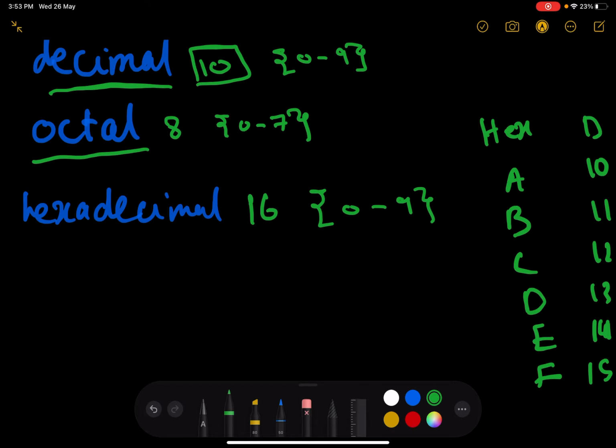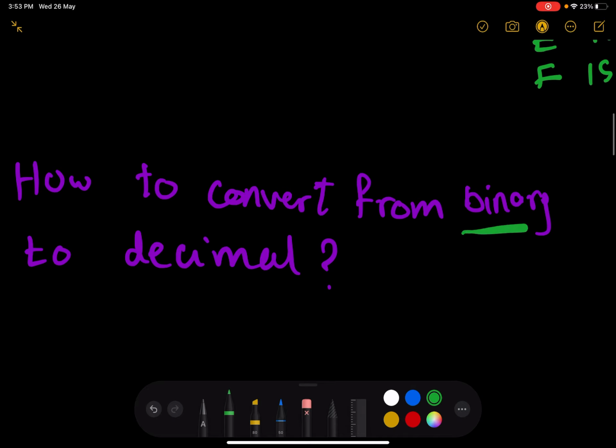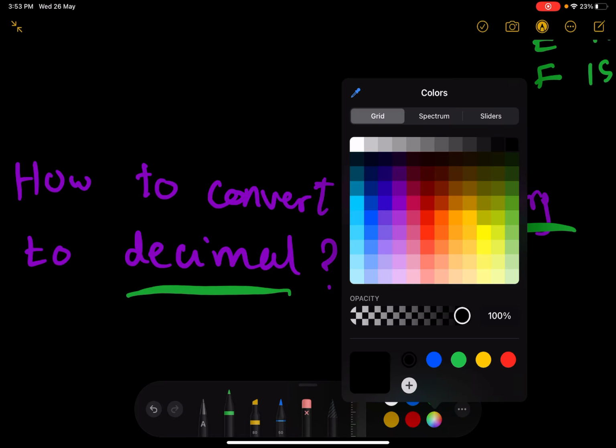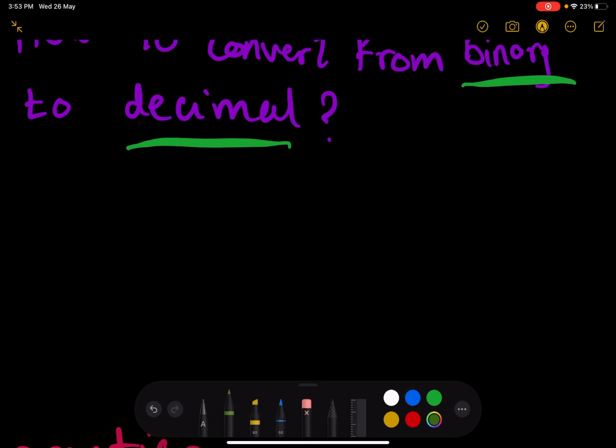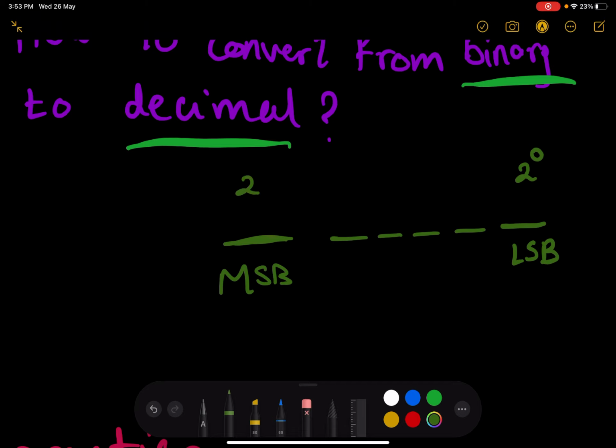So now I'm gonna teach you how to convert from binary to decimal. I just want to tell you that you should keep in mind that whenever you're dealing with binary numbers, you should have this picture in your mind that for the least significant bit, it's always 2 to the power 0, and you keep incrementing the power every time.